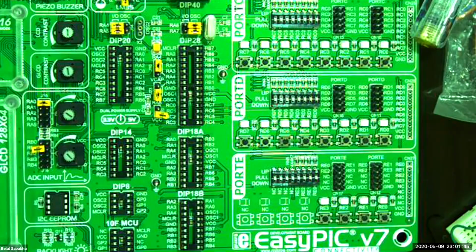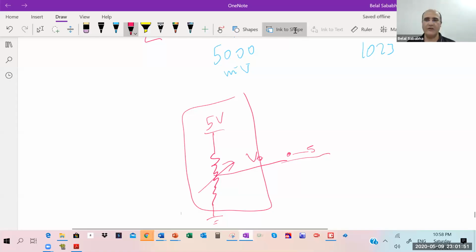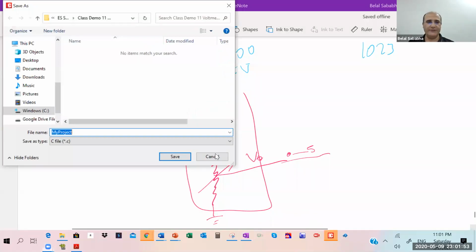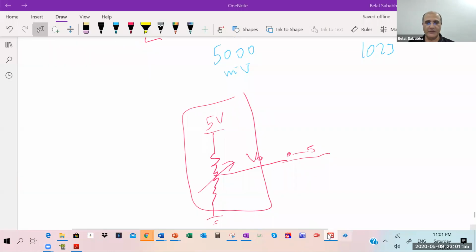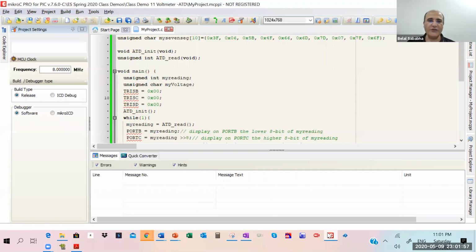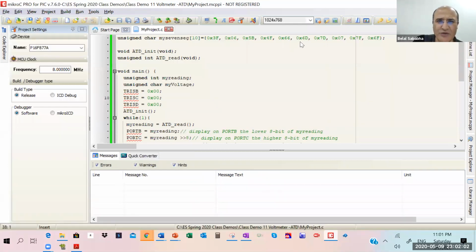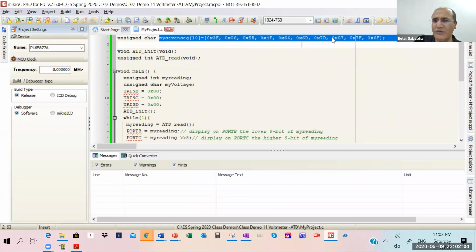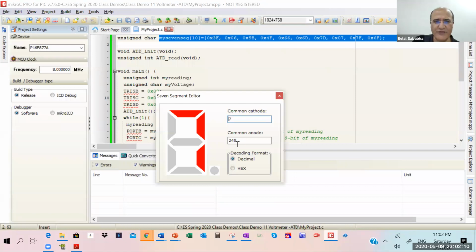Okay, let's go back to our code. What we're gonna do in our code is this first line for the 7 segment. Have you dealt with a 7 segment display in your lives? Surely, right? Yes. It's a 7 segment display.